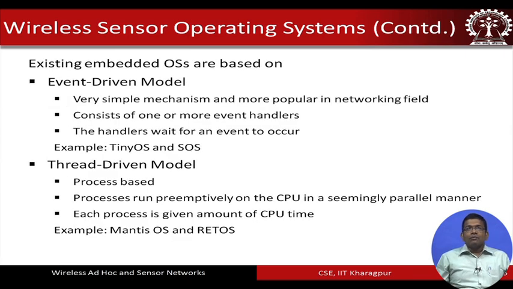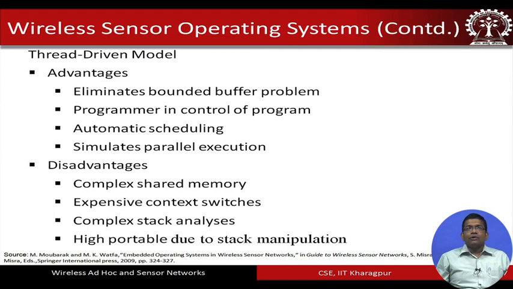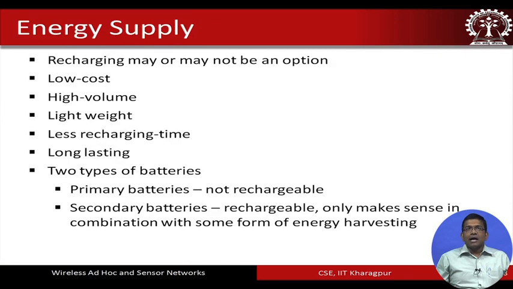So, these embedded operating systems could be based on an event driven model or a thread driven model, and each of these has its own advantages and disadvantages, which I am not going through, but it is there for you to go through and have a feel of it. So, everything fine. We have a communication unit, we have a sensing unit and so on, but then something has to power these nodes.